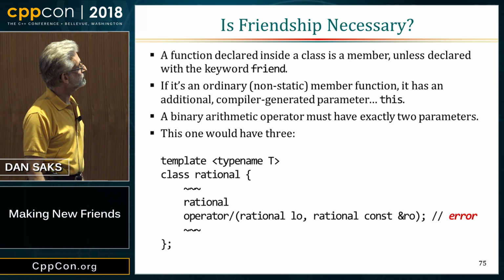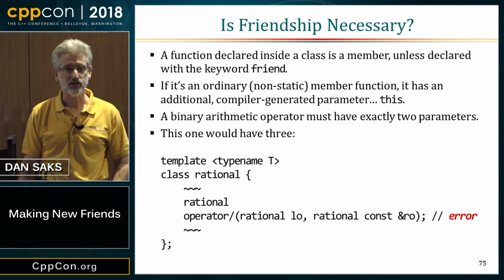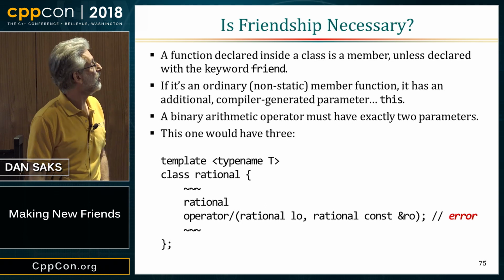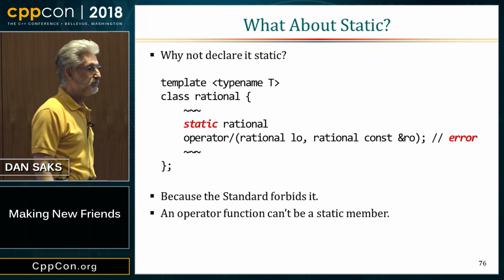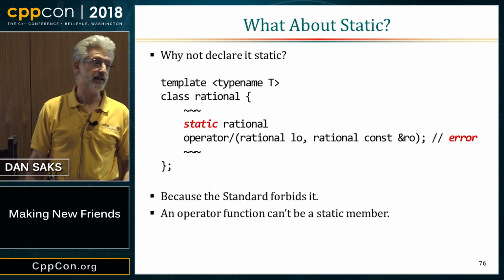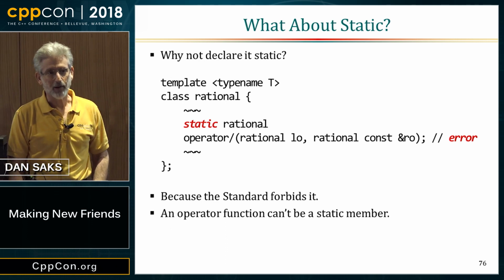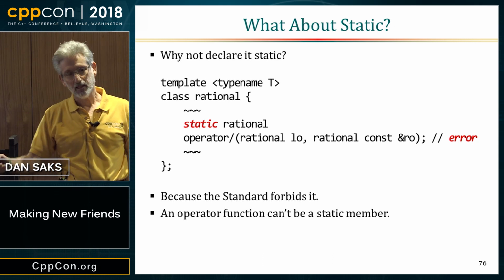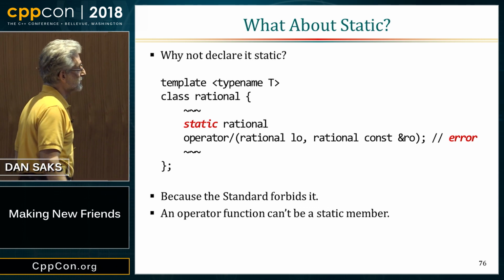So the question is, is the friendship necessary? And the answer is, in a sense, no. But if you don't make it a friend, then it becomes a member. Well, but maybe there's a possibility. Why can't we make it static? Because that's the other way to get rid of the this pointer: make it a static member function. Why can't you do that? Well, because you can't. There's simply a flat-out statement in the standard that says operators cannot be static members of a class, because it drives overload resolution crazy with creating ambiguities. So it's just a flat-out rule, you can't do it.